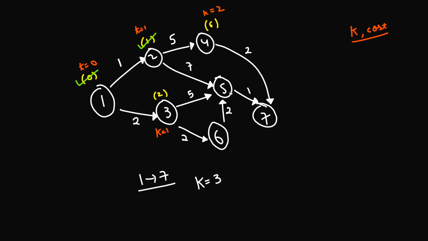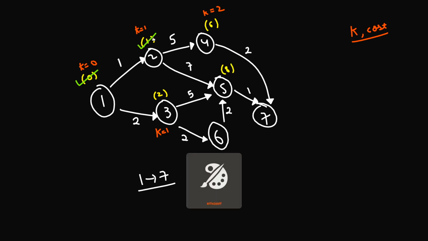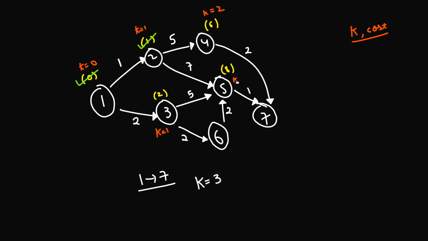Another neighbor of this 2 is this. Since the cost of visiting 2 is 1, the cost of visiting city number 5 is 1 plus 7, which is 8. And again, if I calculate k, k is 1 here, so I just add one more to k, so k will be 2 for this node. Okay, cool, this is done.